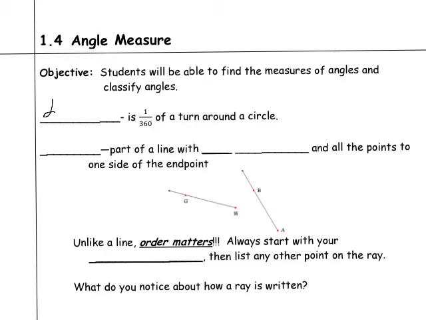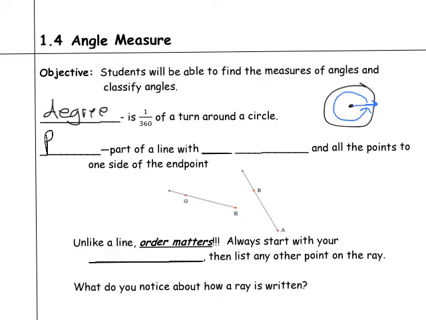A degree is 1/360th of a turn around a circle. That way if we have a whole circle, and here's the center, and let's say I was to start with that ray and go all the way around, that would be 360 degrees. So 1 degree is just 1/360th of a turn, because that's 360 degrees all the way around. So 1 degree would just be 1/360th of a complete turn.